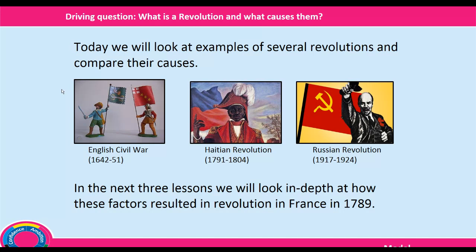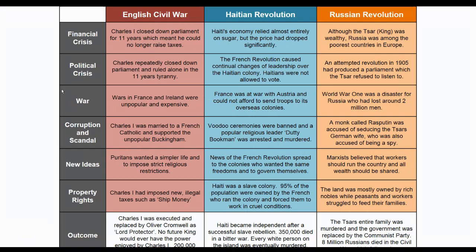Today we will look at examples of several revolutions and compare their causes. The English Civil War, 1642 to 51, the Haitian Revolution, 1791 to 1804, and the Russian Revolution, 1917 to 1924. In the next 3 lessons, we will look in depth at how these factors resulted in revolution in France in 1789.